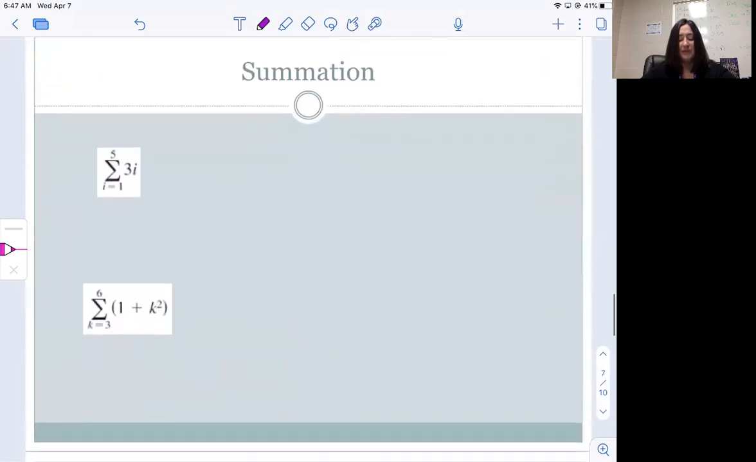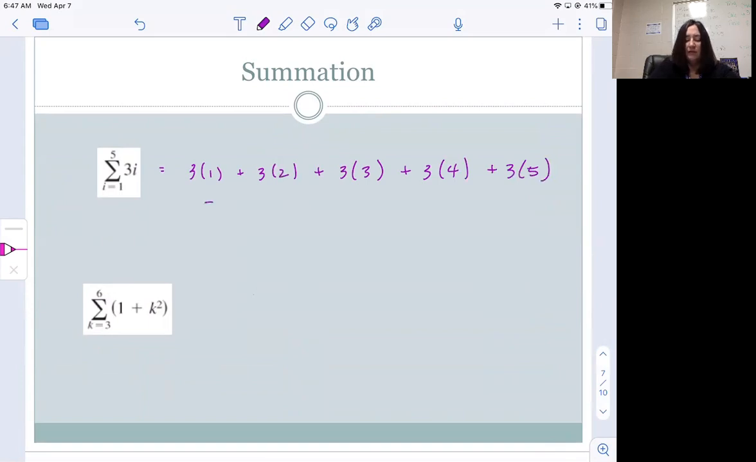If you're looking at the first one here, they're talking about the sum of the first through the 5th term. In this case, we take 3 times 1 plus 3 times 2 plus 3 times 3 plus 3 times 4 plus 3 times 5, and calculate all of these. So we'd have 3 plus 6 plus 9 plus 12 plus 15, and we add them all together. That gives me 45.